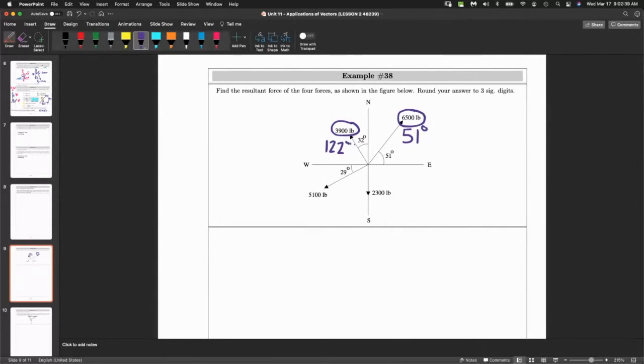Because we're measuring the angle from east. Remember, east is 0 degrees. This is 0 degrees. And we're trying to go all the way over here. Now this 5,100 pound force is going to be at an angle of what? What does this angle equal? 209 is correct, John. Thank you. And finally, this 2,300 pound force is oriented southward, so this angle is 270.